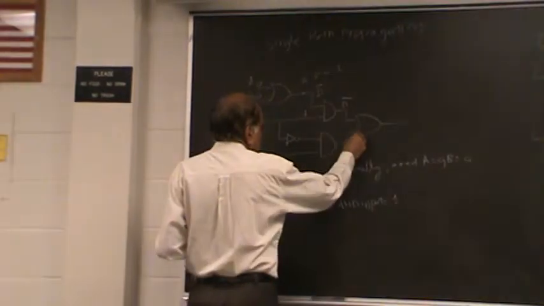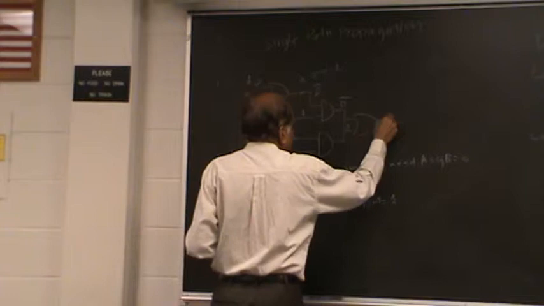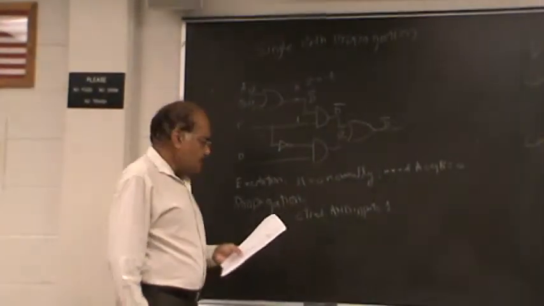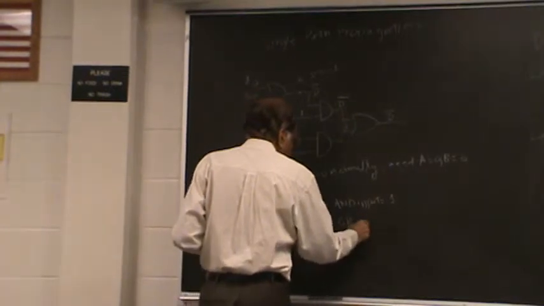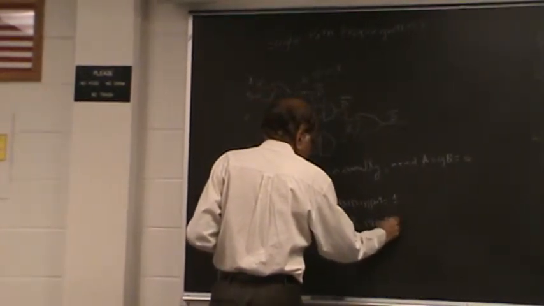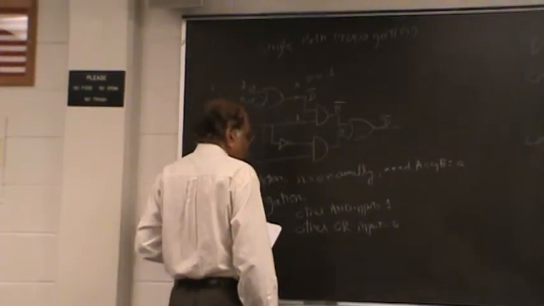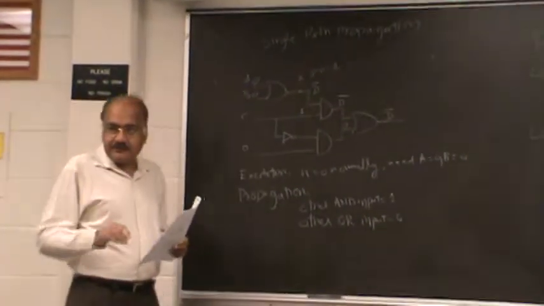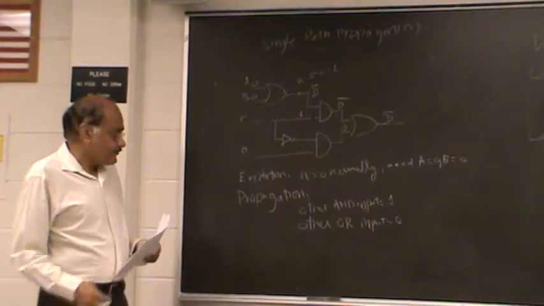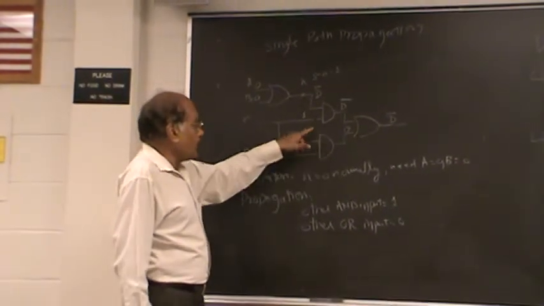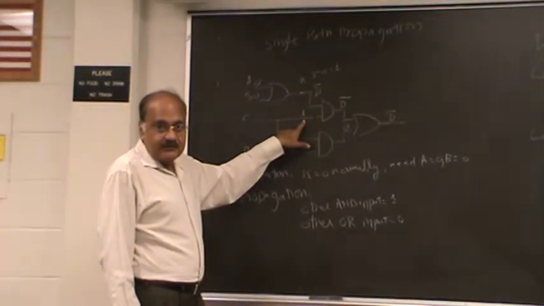And then this is an OR gate. So let's make that 0. And we get a D bar here. So we have propagated, but we are not done yet, because we need to justify. We said that this is a 1. Now, how do we know that we can actually make this a 1?